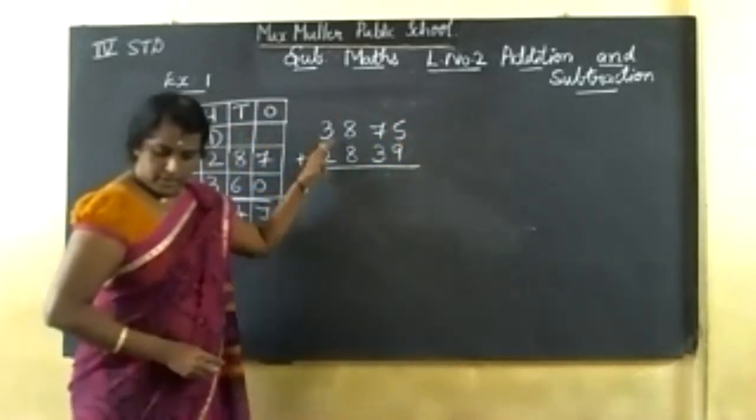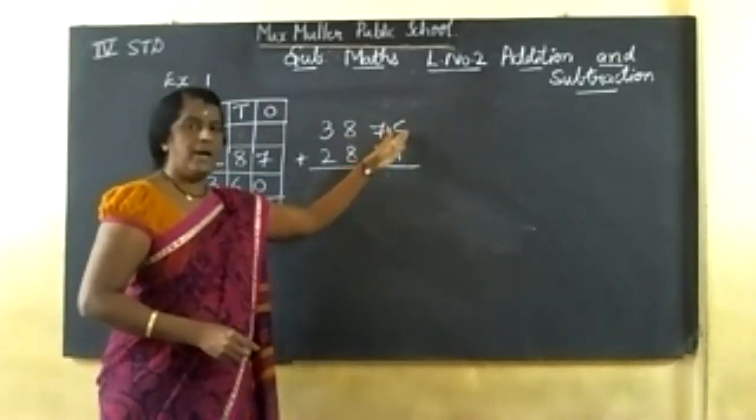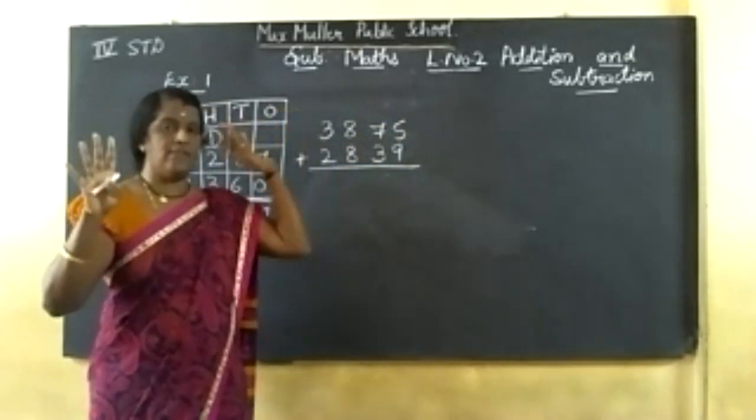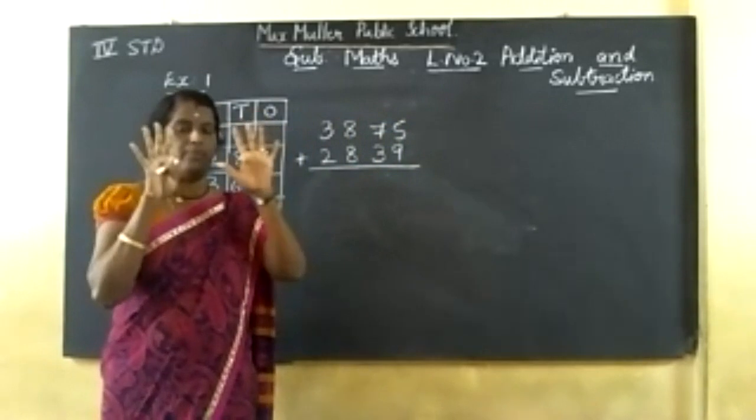3, 8, 7, 5, 2, 8. Yes, in your textbook it is this question. 5 in the mind, 9 on my fingers. After 5, 6, 7, 8, 9 fingers you should open.